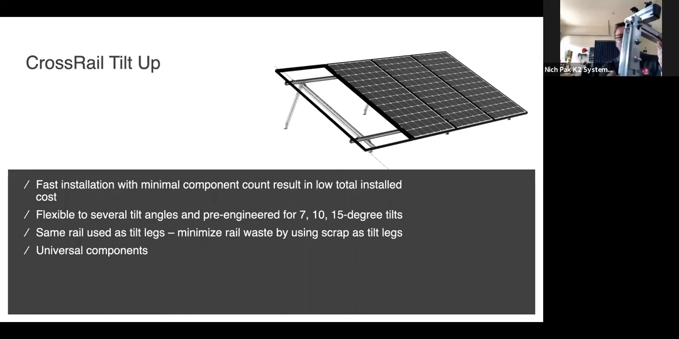The other component that you have with the CrossRail Tilt is the tilt up assembly kit right here, which mounts to that rear leg. And this is where it connects to the actual downslope rail. You'll notice here that it has a slotted hole for more adjustability.